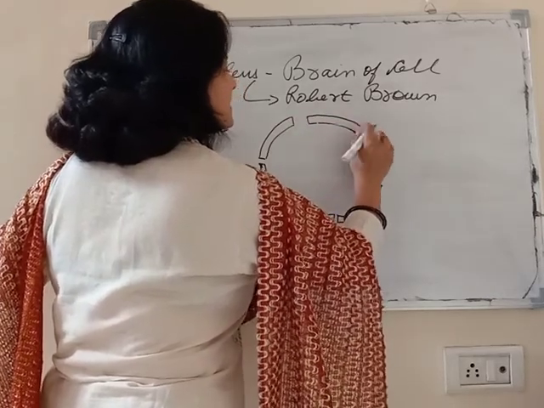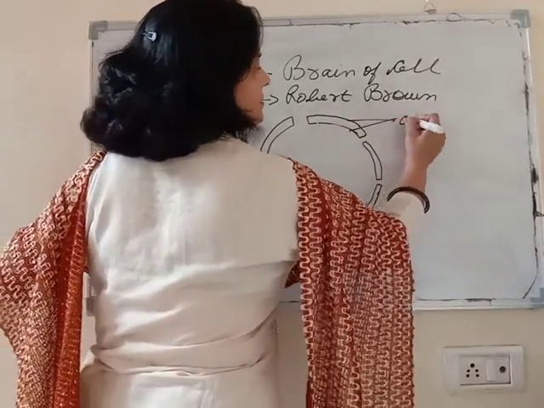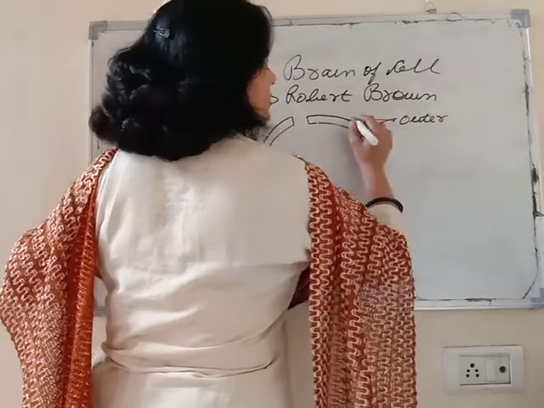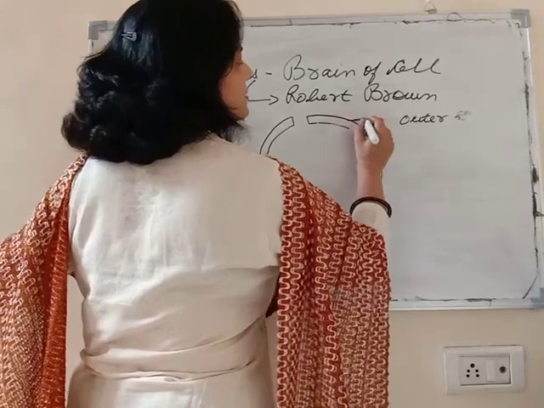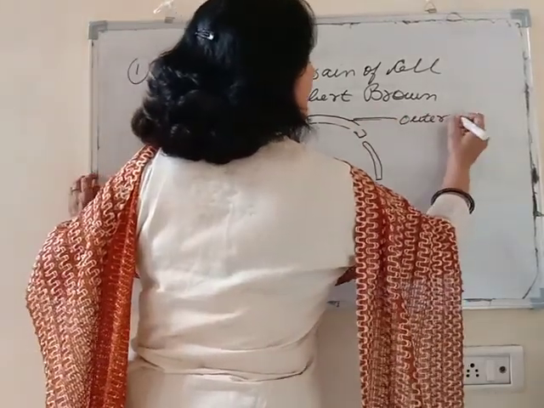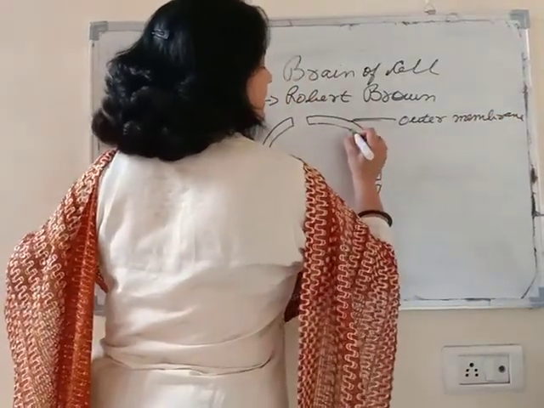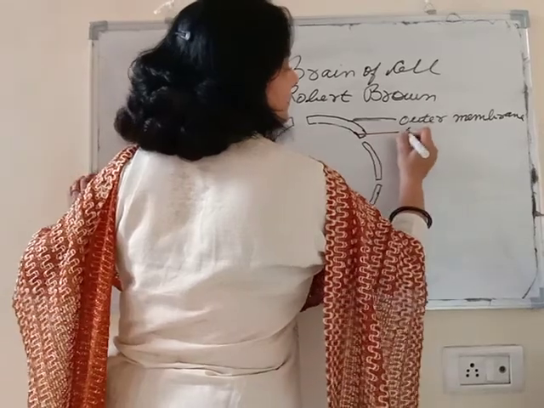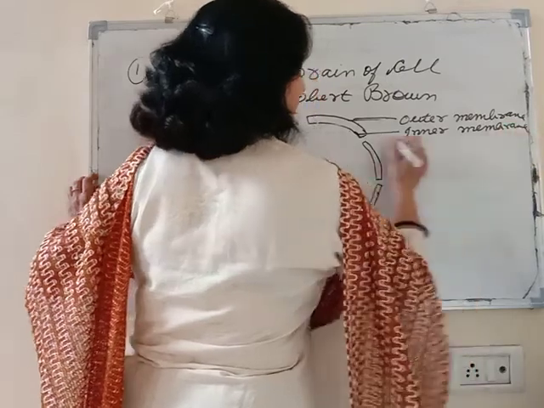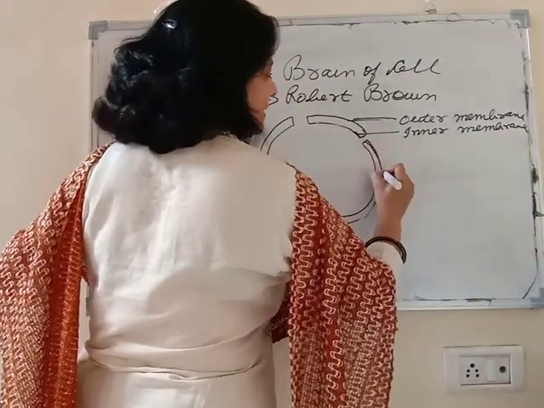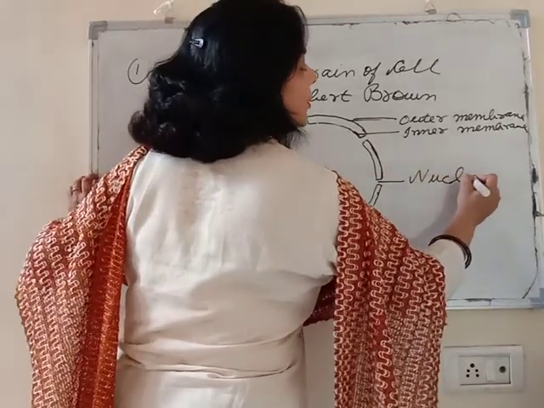Now let's see, this is the outer and inner membrane. Let's label them one by one. Outer membrane, and second, inner membrane. Then after the inner membrane, I am labeling the space left in between the membranes. These spaces are called nuclear pores.